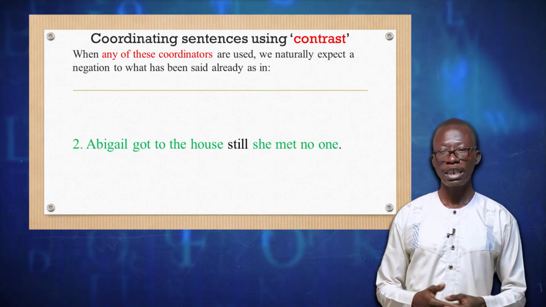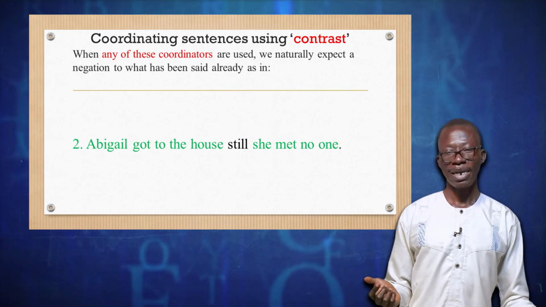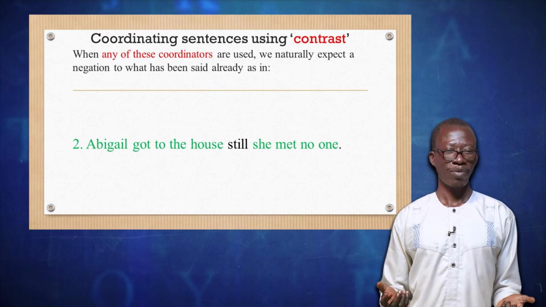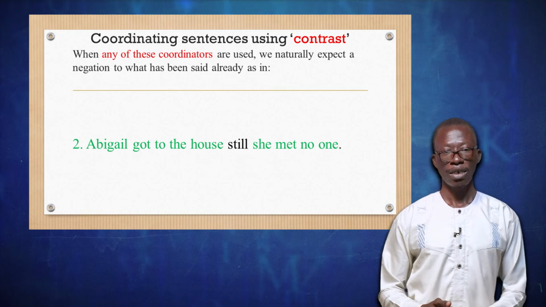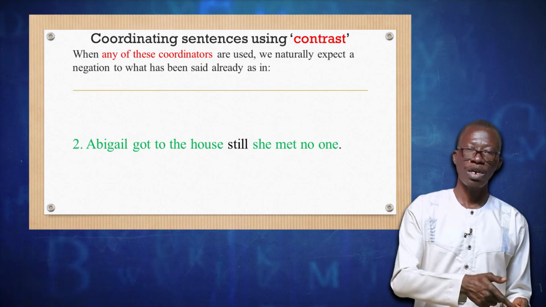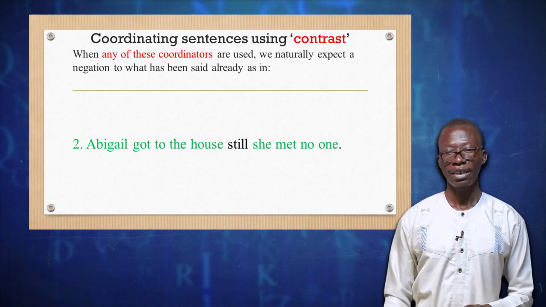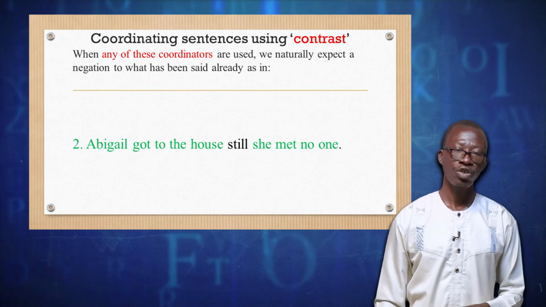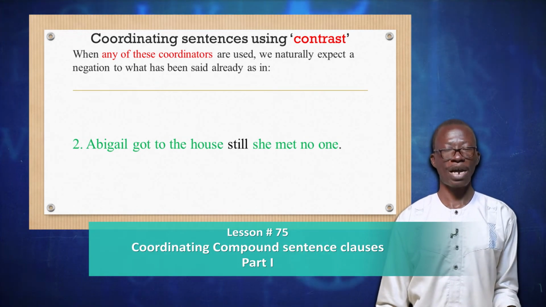Abigail got to the house, still she met no one. So Abigail got to the house, one independent clause. She met no one, another independent clause. It's expected that the natural outcome of Abigail's going to the house should be that someone should be there. So the purpose of Abigail's going there is to meet someone. Abigail got there, no one was there. So we have these two clauses indicating contrast brought together by using the coordinator still. So Abigail got to the house, still she met no one.